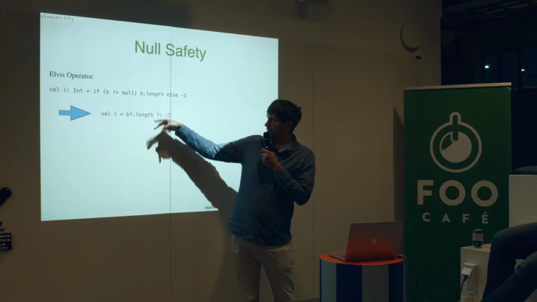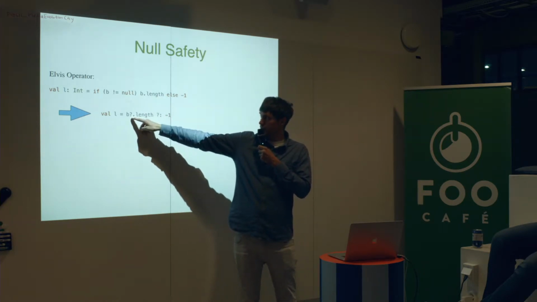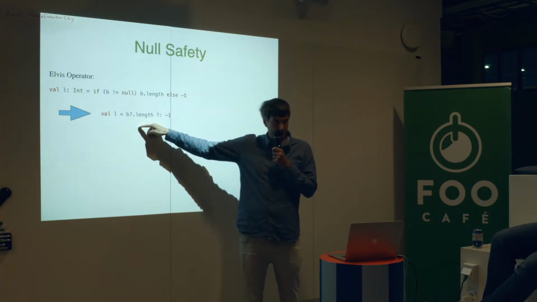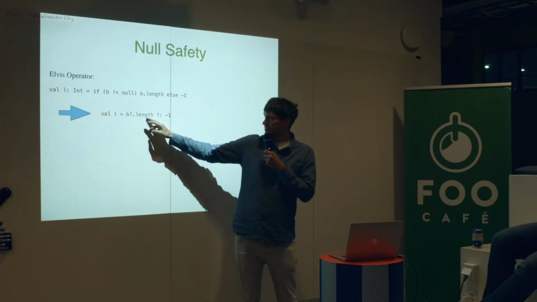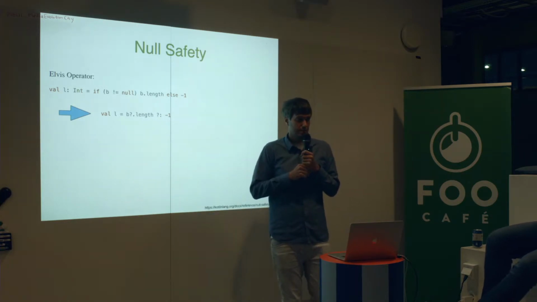So this is the same thing, just a bit more concise. So, if B is not null, return the length. If null is returned from here, then we return -1 instead.